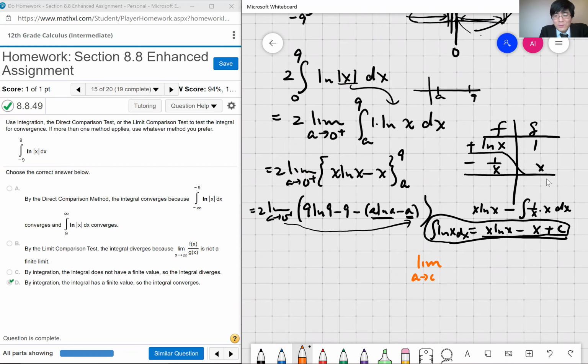So what is the limit of this? a times ln a. When you just plug in, it's going to be 0 times ln of 0 plus. And ln of 0 plus is, again, going to be negative infinity. So it's going to be 0 times negative infinity, which is an indeterminate form. So we have to deal with this one somehow.